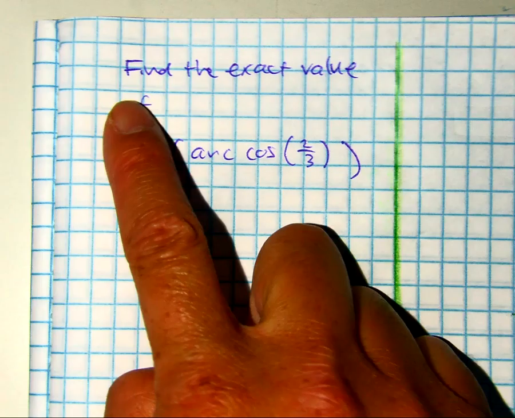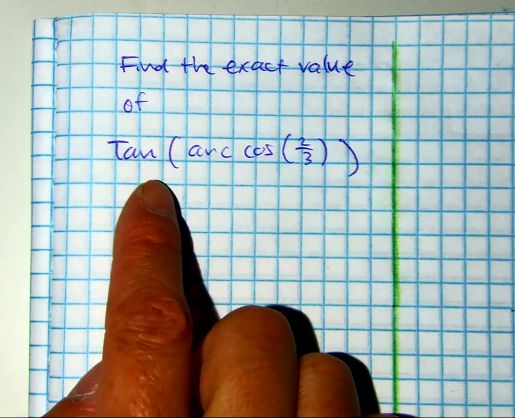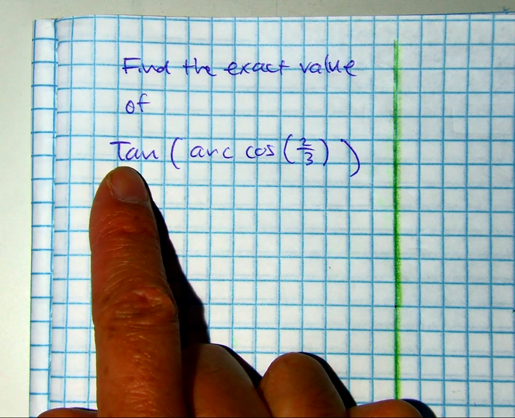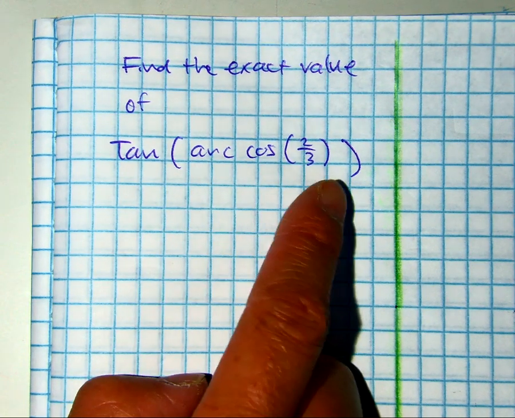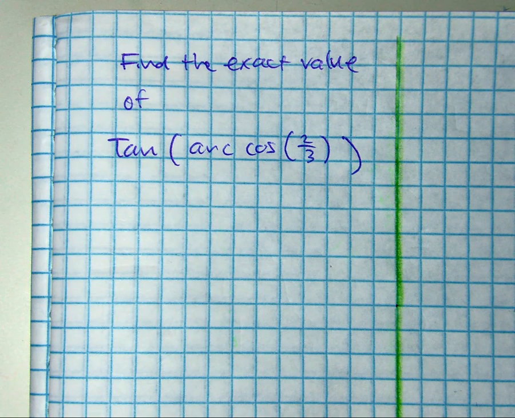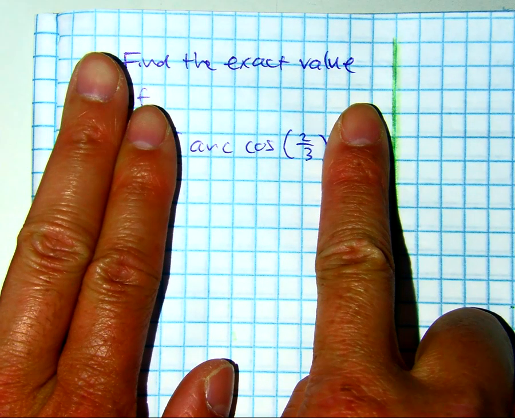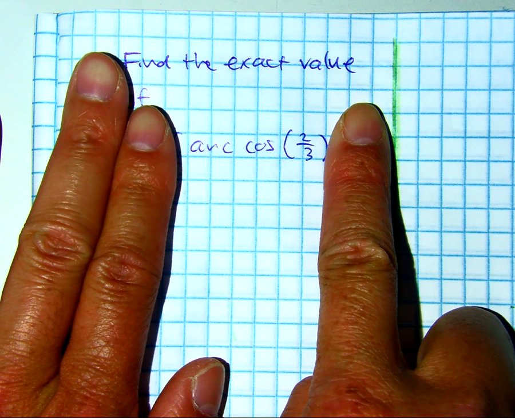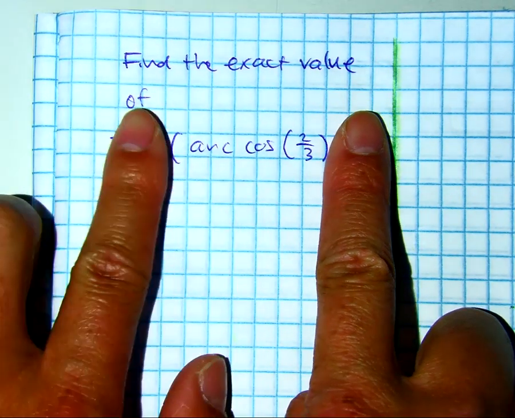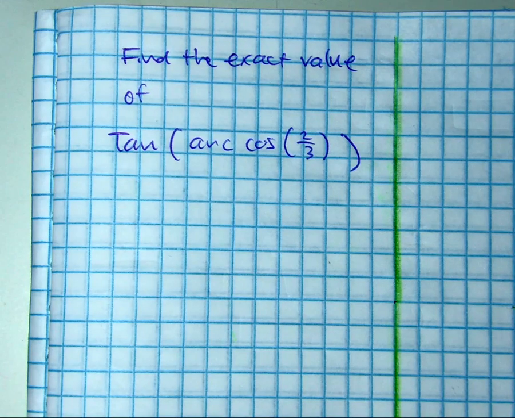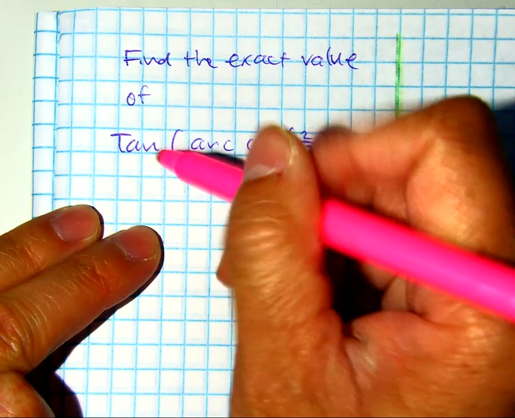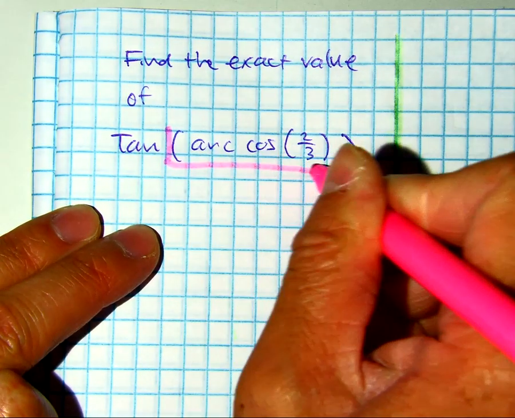Alright, we're asked to find the exact value of tangent of arc cosine of 2/3. You were able to do a problem like this yesterday, and now we actually have to find the tangent after we have found the inverse. So, what I like to do is put a box around all of this.